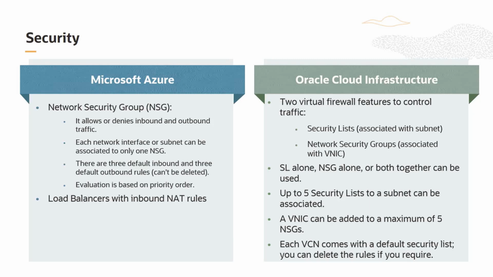Each VCN also comes with a default security list, and you can delete the default rules in case you require to. When you create a subnet, you have the option to associate up to 5 security lists. If you don't specify anything, then default security list is going to be associated, and all the VNICs in that subnet will be subject to that same set of rules. And from an NSG standpoint, a VNIC can be added to a maximum of 5 network security groups.